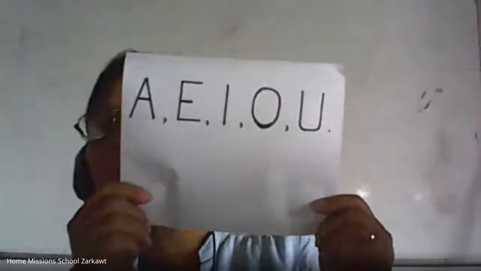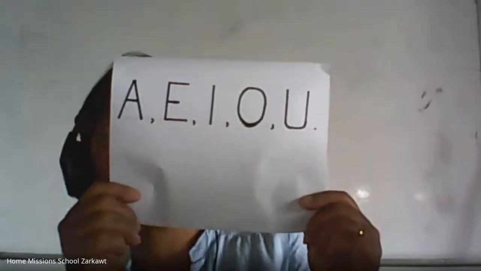And this one, these 5 letters are vowels. Vowels. And these 2 letters are semi-vowels. Semi-vowels.